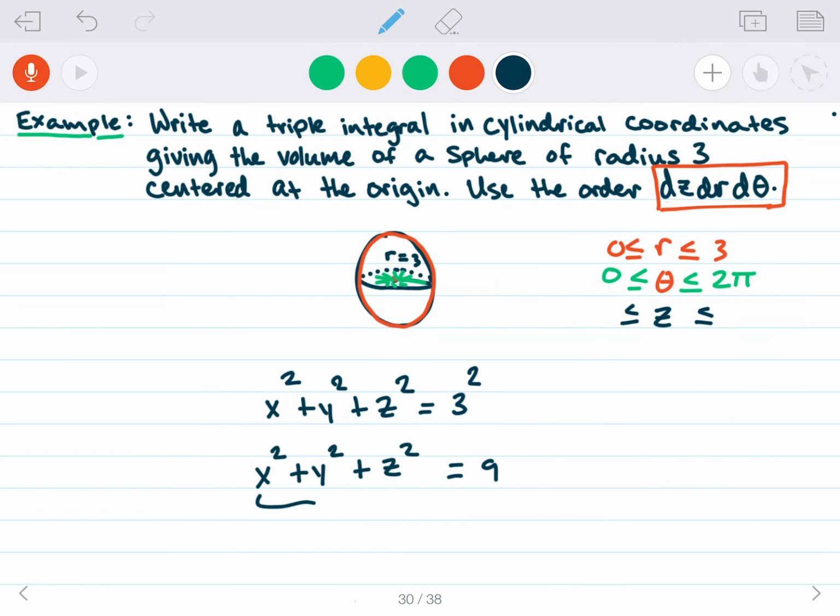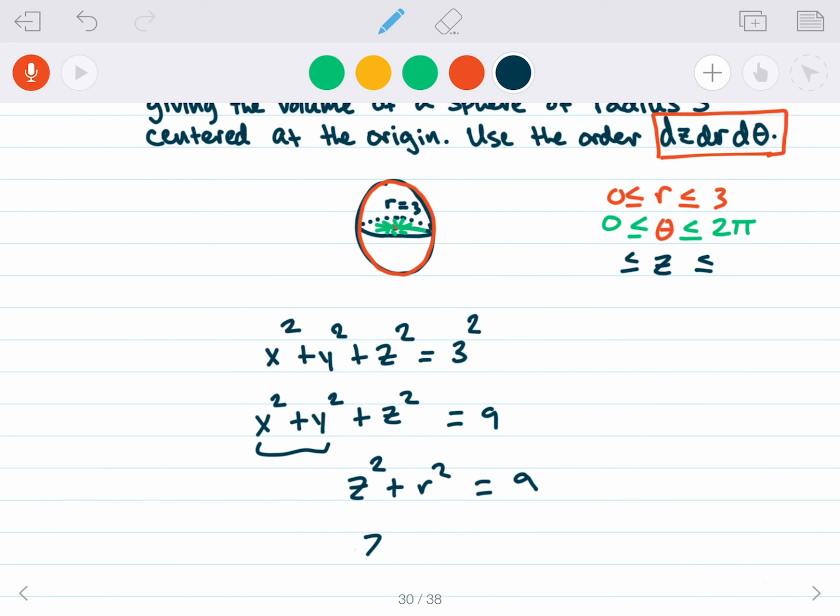I can substitute r squared for x squared plus y squared, using that idea from polar coordinates. And if I isolate z, I get z squared equals 9 minus r squared. Taking the square root, z equals plus or minus the square root of 9 minus r squared. So my lower bound is the bottom half of the sphere, which is negative root 9 minus r squared, and my upper bound is the top half, which is the square root of 9 minus r squared.